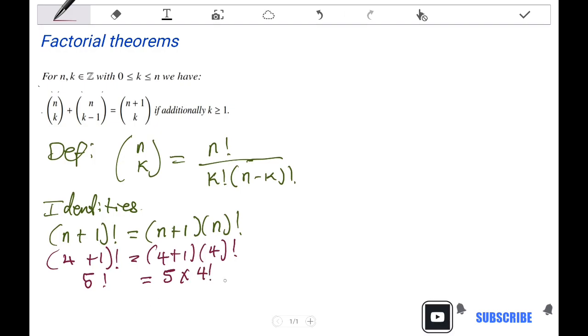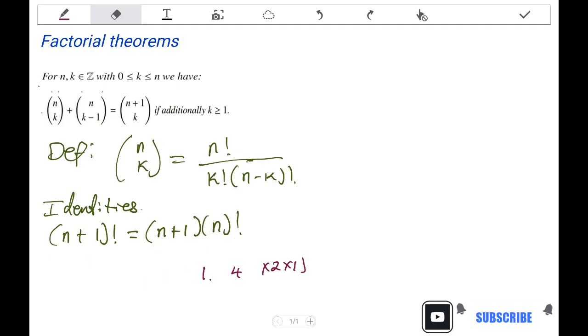You know that 4 factorial is 4 times 3 times 2 times 1. So this is the same as 5 factorial, because if you substitute this 4 factorial with that, you are going to get 5 factorial. So this is the first identity.